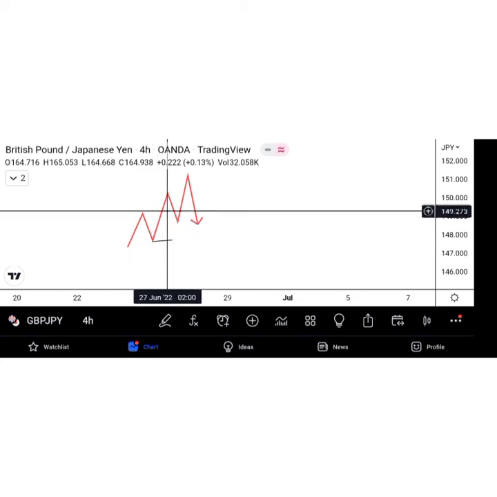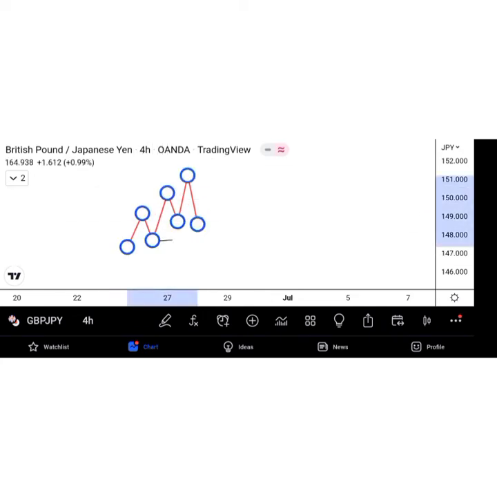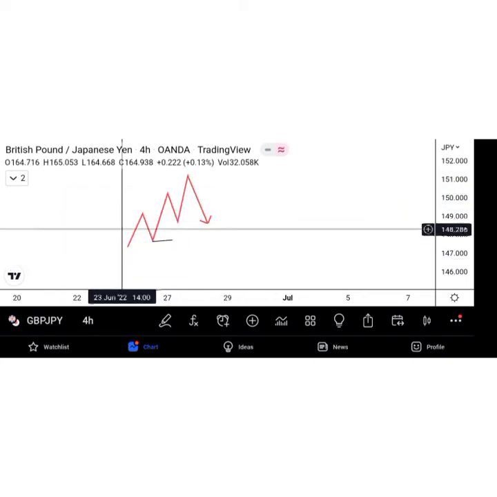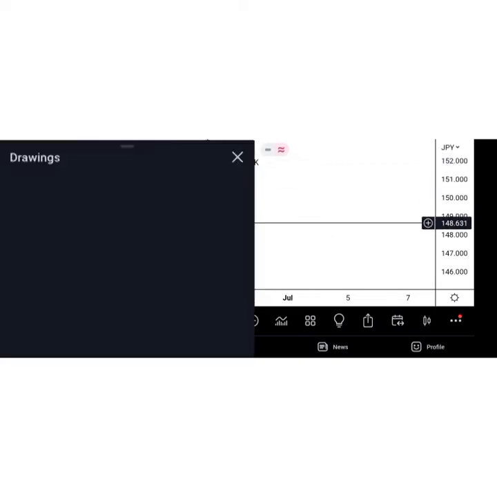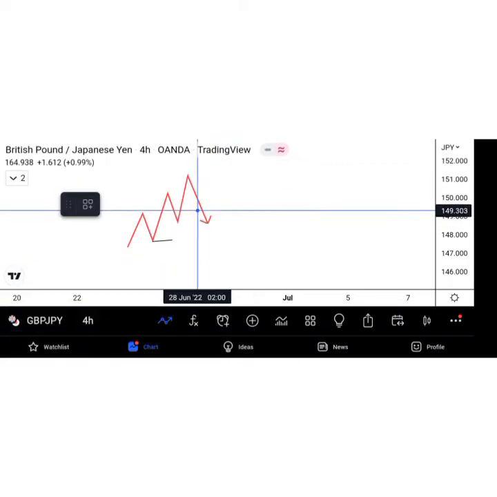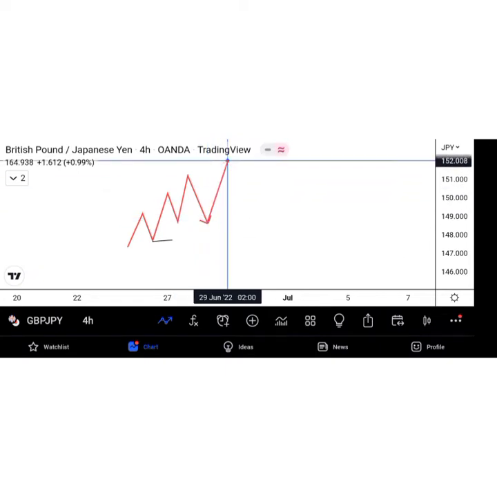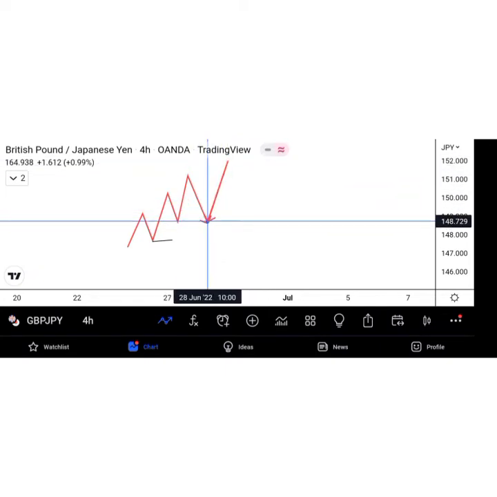Now we can have something like this. This low has not created a higher high, so it is not a higher low yet. Until this low, for example, is now creating a new higher high. Now we're having a higher low.